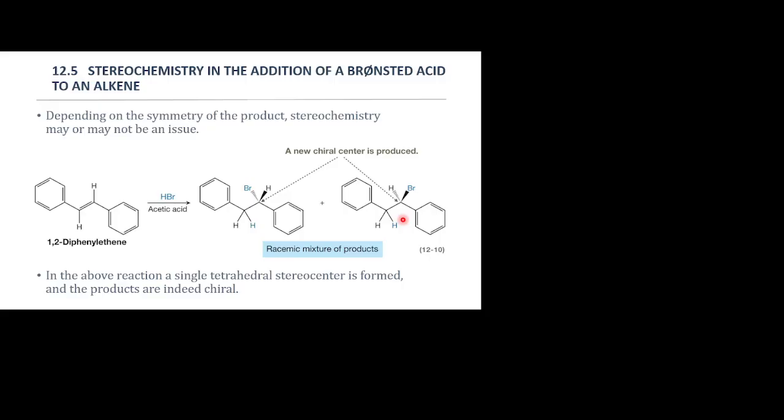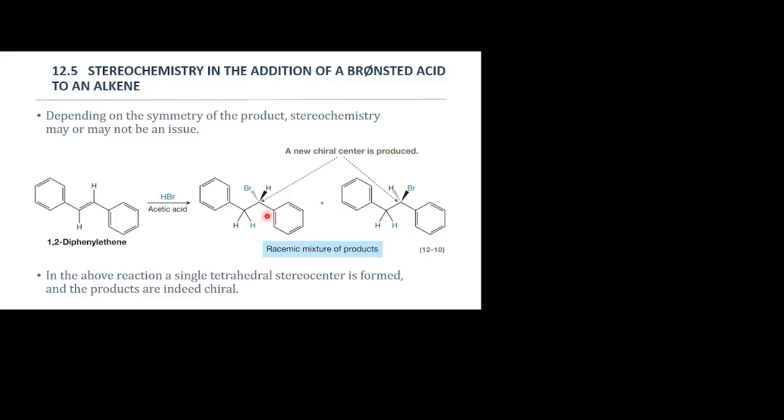So depending on the symmetry of your product, the stereochemistry may not be an issue. So remember that if everything's asymmetric, we don't really have to consider that, right? However, if we have a symmetric environment, we will very likely end up with a symmetric product, right? Not always, but we need to start considering.